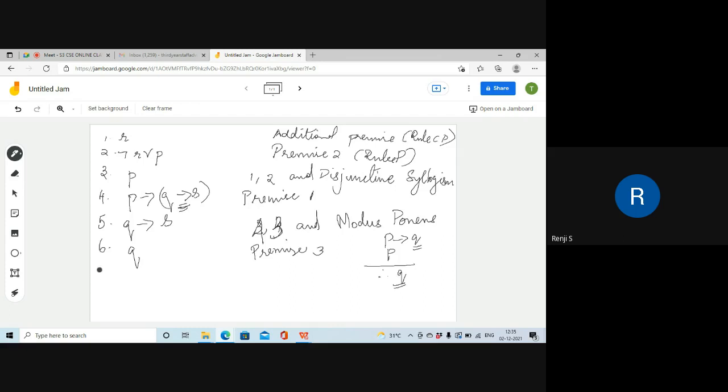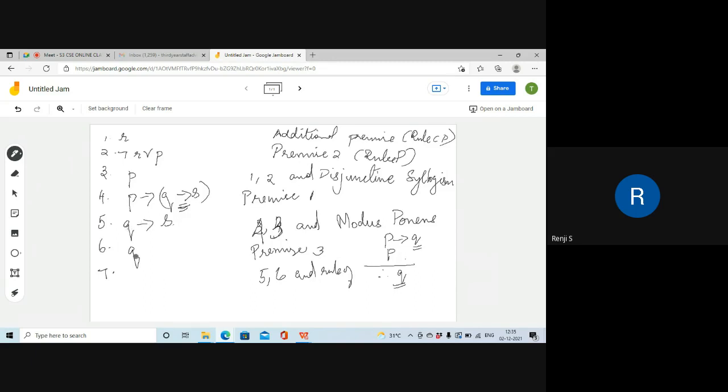Then in the seventh step, what will you do? You have Q implies S and Q. Which rule can you apply here? Taking step 5 and 6, which rule can you apply? This is of the same form again. It is again of the modus ponens form.